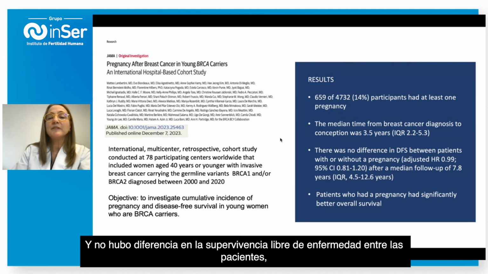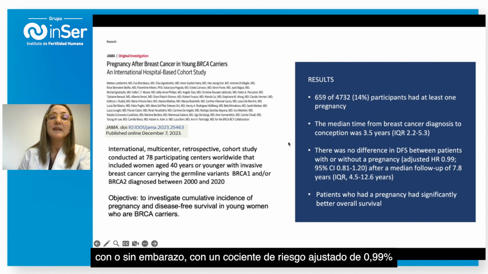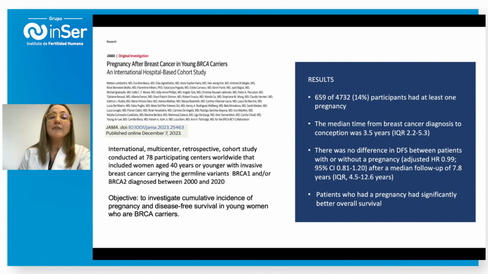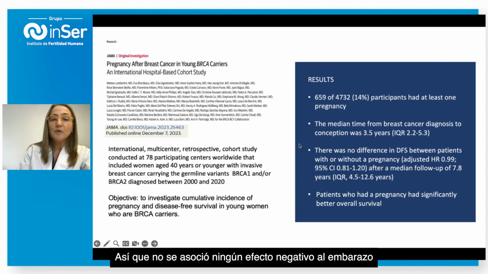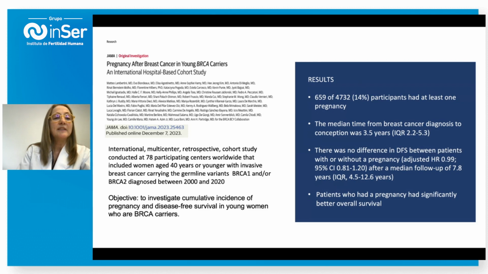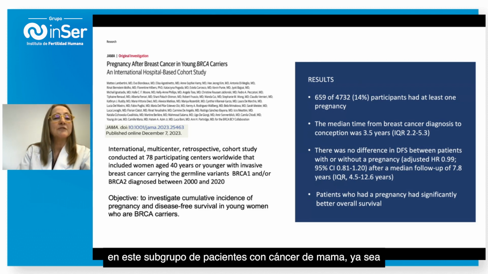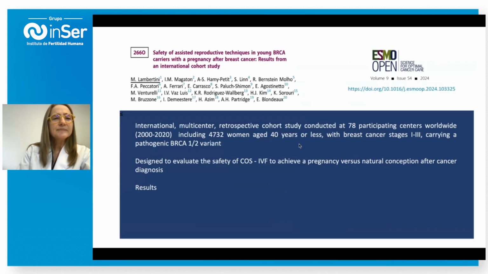And there was no difference in the disease-free survival between the patients with or without a pregnancy, with an adjusted hazard ratio of 0.99 after a median follow-up period of 7.8 years. And again, the patients who had a pregnancy had a significantly better overall survival. So no negative effect was associated to pregnancy in this subgroup of breast cancer patients either.